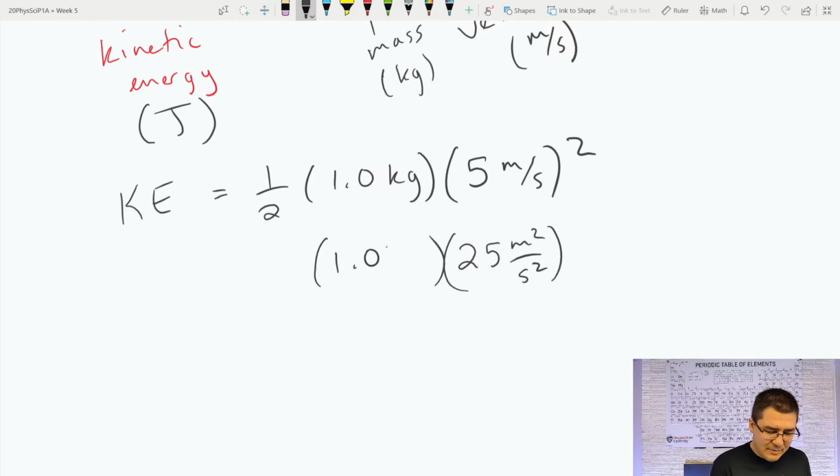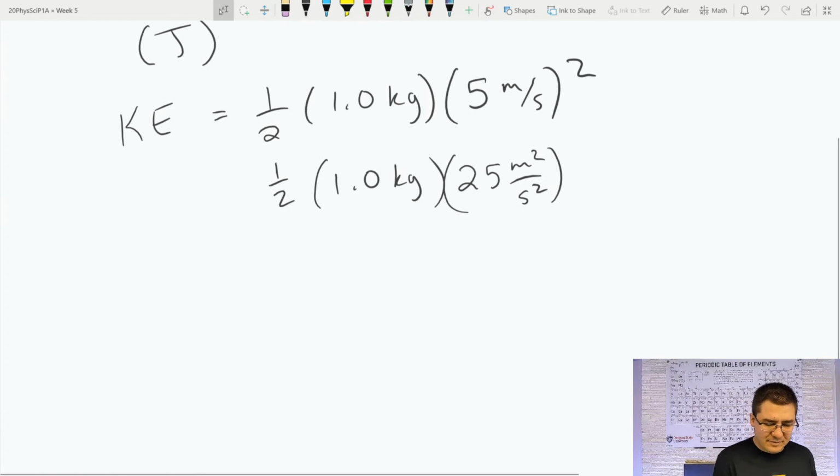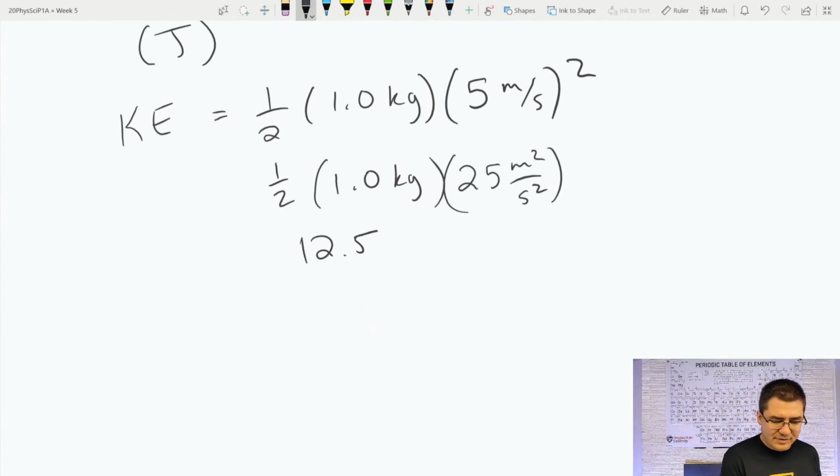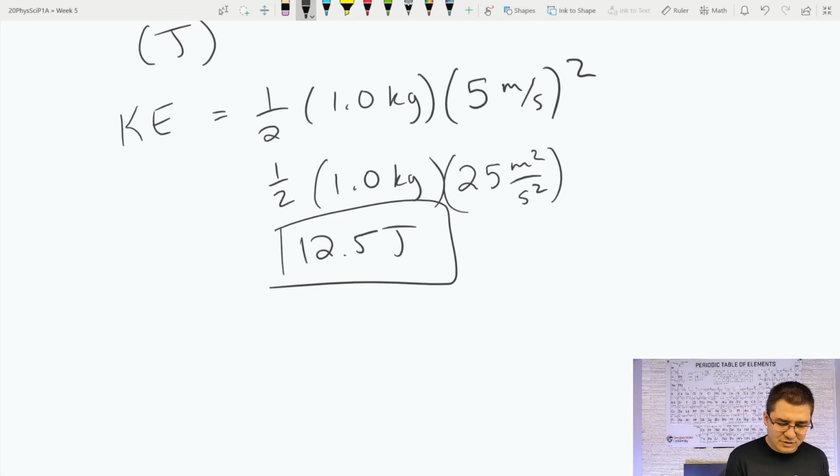Then I need to multiply by 1. And then I need to multiply by 1/2. So this comes out to 1/2 times 1 is 1/2 times 25 is 12.5. And since I did everything in kilograms and meters and seconds, it comes out to 12.5 joules.